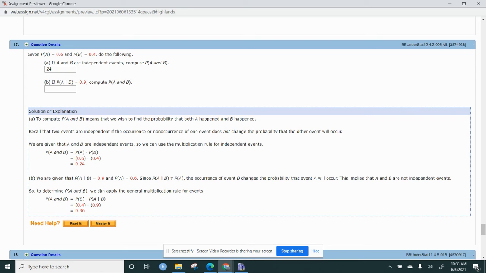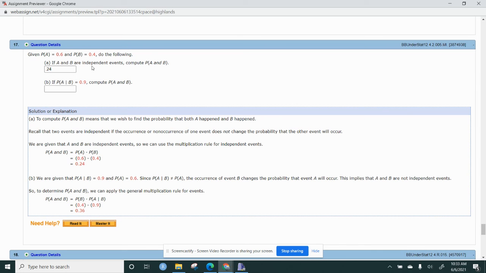So if I'm given, we're going to use this formula: the probability of A and B equals the probability of B times the probability of A given B. These are formulas. If you go into the book and read it, you'll find these formulas. So make sure to write them down. Because when you have them, all you have to do is plug it in.